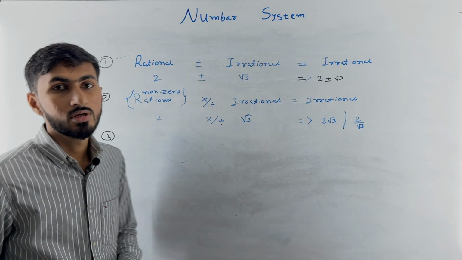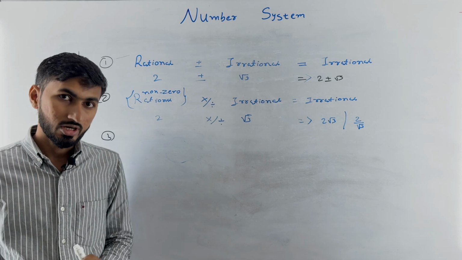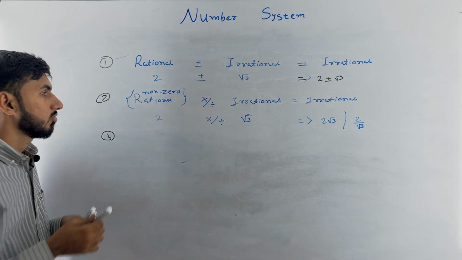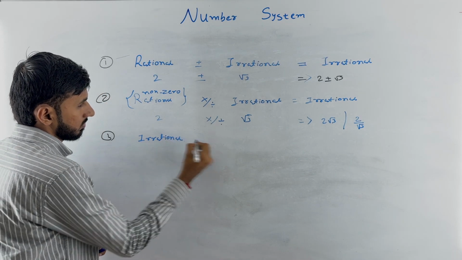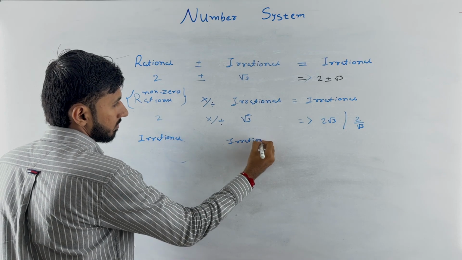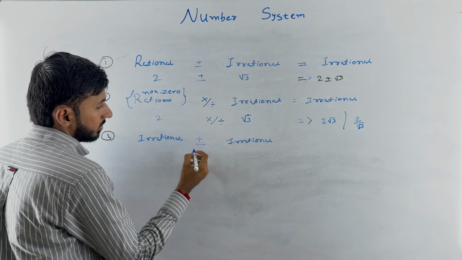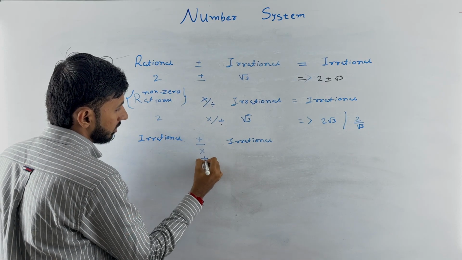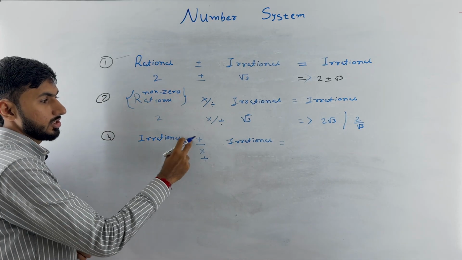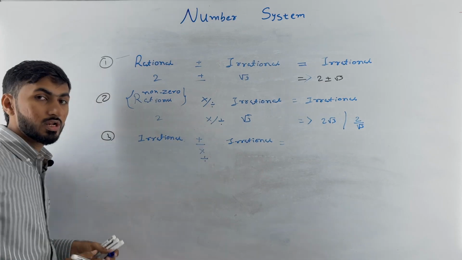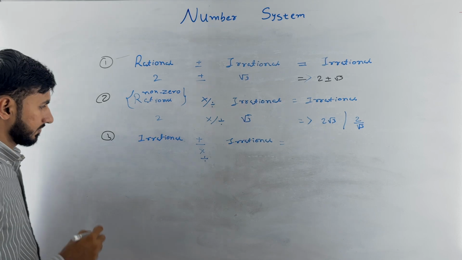In the third case, what if I do operations between both the irrational numbers, right? Addition, subtraction, multiplication or division, anyone can be here. What if I do an operation like addition, subtraction, multiplication and division between two irrational numbers? What will be the answer? Will it come rational or irrational? Let us see by example.